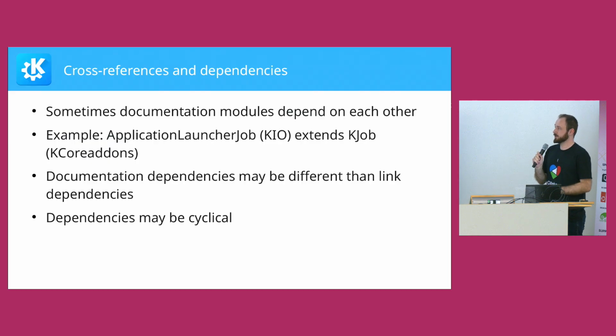Another quirk to consider here is it's very easy and sometimes very important to have cycles in these dependencies. So maybe the documentation for KCoreAddons wants to link against the documentation for QDoc and the other way around. On a source code level, that would be a huge no-no because you couldn't compile that reasonably. But from a documentation point of view, it's something we have to be able to deal with. So how do we do that?